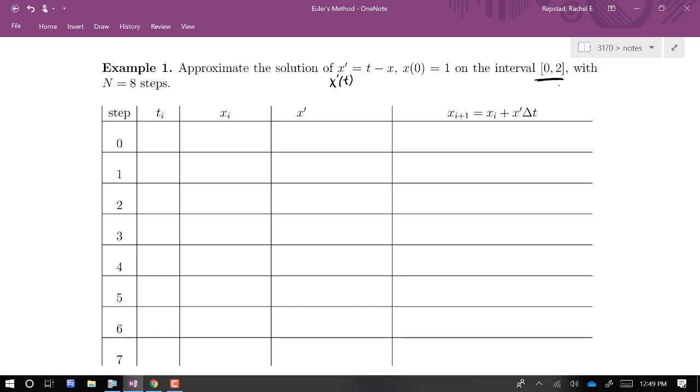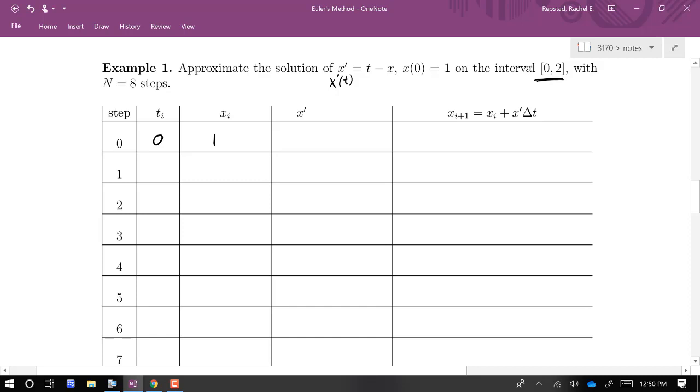So here they've told us that the initial condition is x of 0 equals 1, which means when t is equal to 0, x is equal to 1. And that's our initial step, step 0. When t is equal to 0, x is equal to 1. That's our seed for this algorithm. And in order to find our next value of x, what we need to do is figure out what our delta t is. And that's fairly simple.